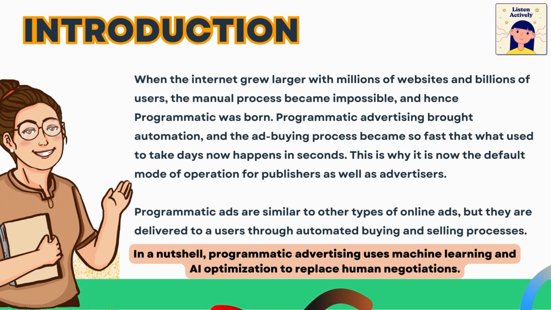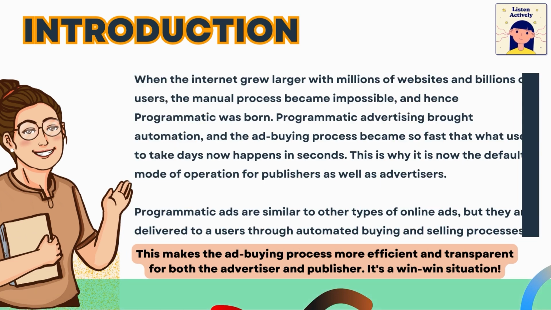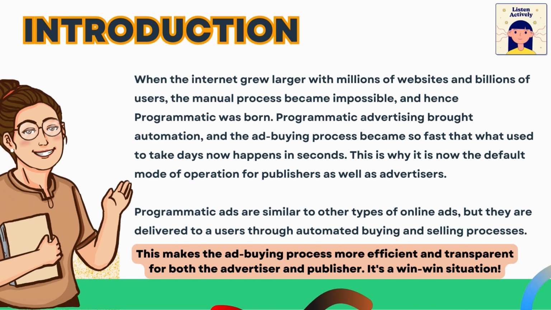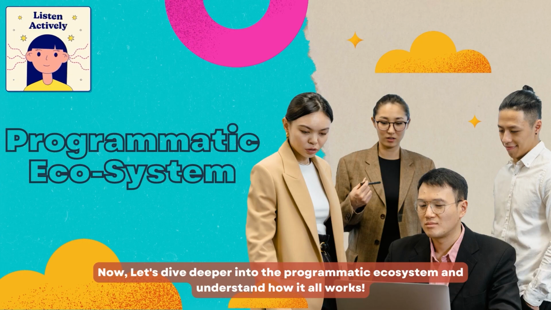In a nutshell, programmatic advertising uses machine learning and AI optimization to replace human negotiations. This makes the ad buying process more efficient and transparent for both the advertiser and publisher. It's a win-win situation.